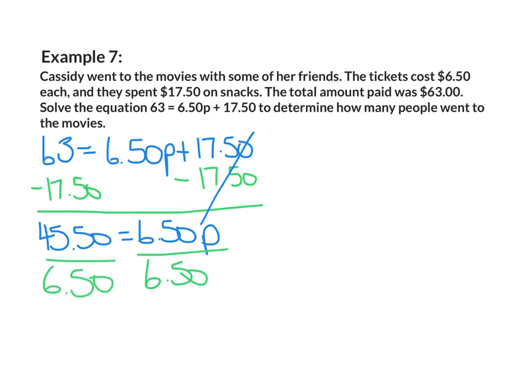So 6.50 divided by 6.50, that will cancel out. I'm going to bring my p down, equals 45.50 divided by 6.50 gives me 7. So p equals 7. However, I am not certain that it's correct, so I'm going to go ahead and plug it back into the original equation. So I have 63 equals 6.50 times 7 plus 17.50.